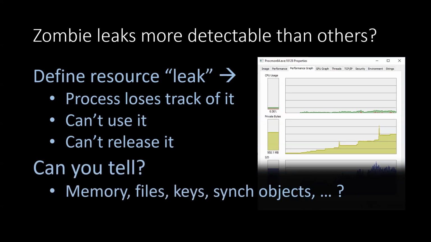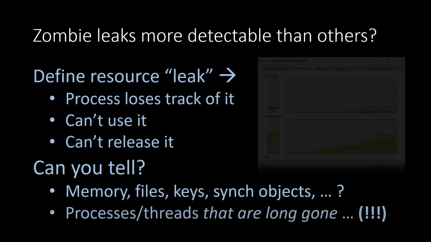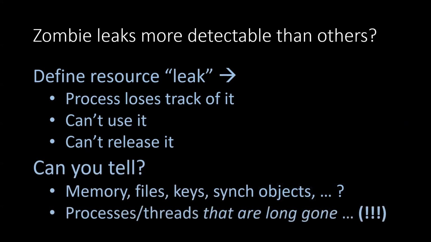So the thing about resources like memory, files, etc., is that as long as you have access to them, they're still usable. So in most cases, it's not feasible to determine reliably whether a process is losing track of its resources without actual source code access. But when a process or thread has exited, it can't be used anymore. It can't be brought back to life. You can get its exit code, but that's just about it. So when a process is holding handles to lots of these things, you can be pretty sure it's a leak.